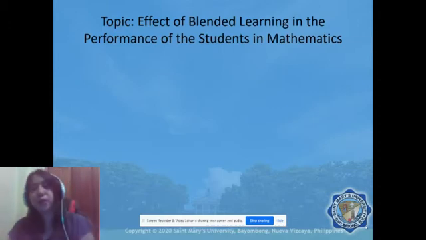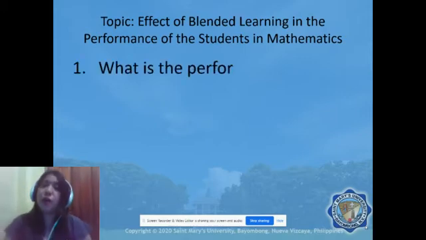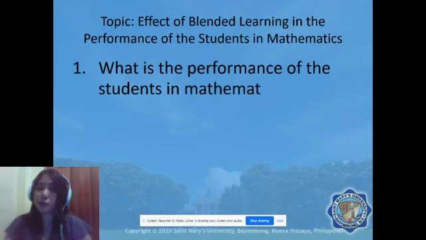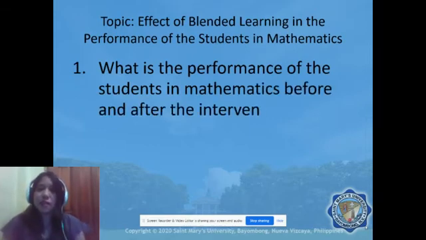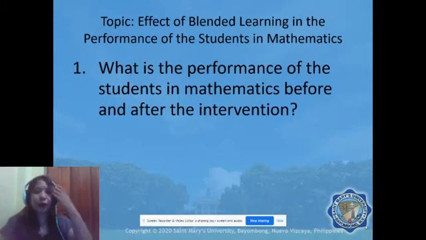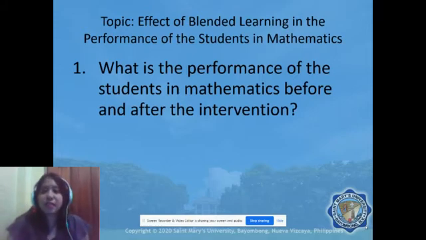Okay, so let's go back to the same topic, effect of blended learning on the performance of the students in mathematics. Obviously, we always have the question, what is the performance of the students in mathematics? Because we have the before and after, the pretest and the post-test. So we will consider the performance before and after the intervention. In presenting this, you can come up with one table presenting the performance of the students before and after using the blended learning and using the traditional method.